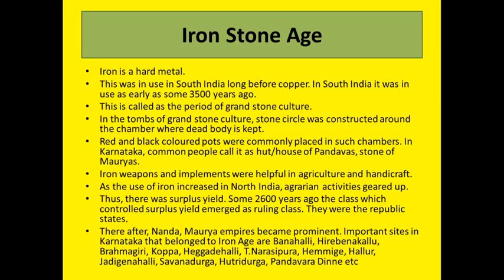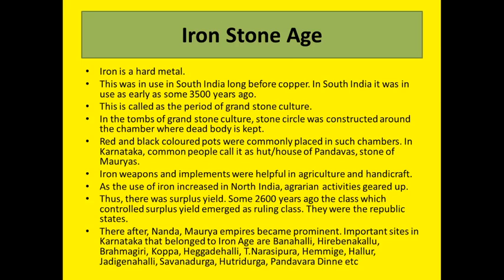Iron weapons and implements were helpful in agriculture and handicraft. As the use of iron increased in North India, agrarian activities geared up. Thus, there was surplus yield. Some 2600 years ago, the class which controlled surplus yield emerged as the ruling class. They were the republic states. Thereafter, the Nanda and Maurya empires became prominent.